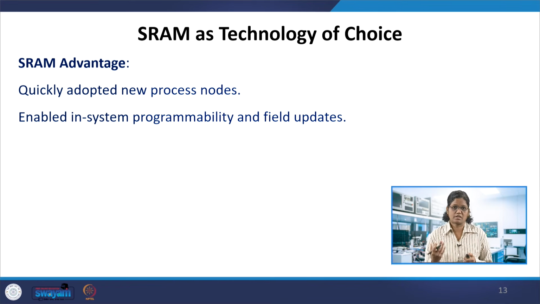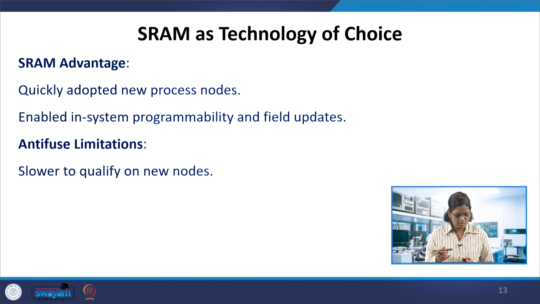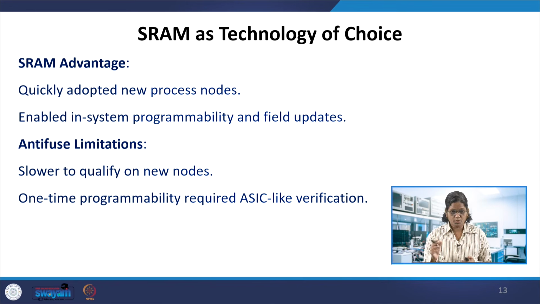SRAM technology has grown, and system programmability and field updates were easier in the case of SRAM devices. Anti-fuse limitations were that it was slower to qualify on new nodes. That means the one-time programmability required ASIC-like verification. The verification was very cumbersome, with more simulation and other things. Because of this one-time programmability, a lot of verification needs to be done if we use anti-fuse FPGAs.